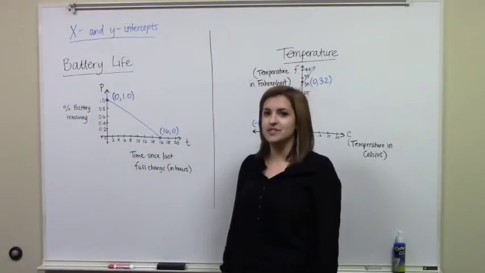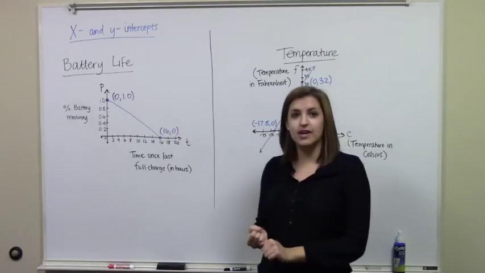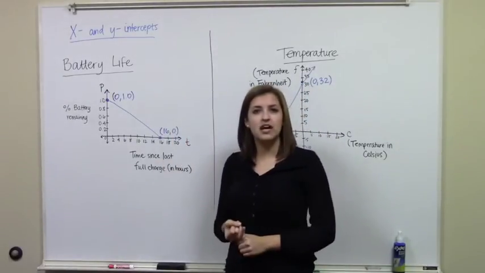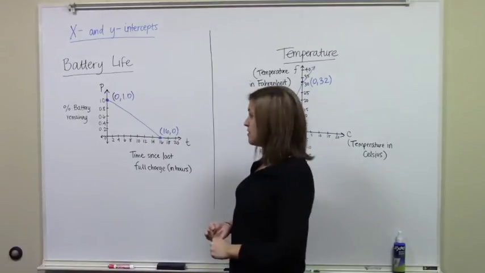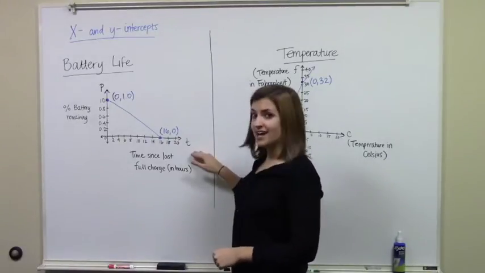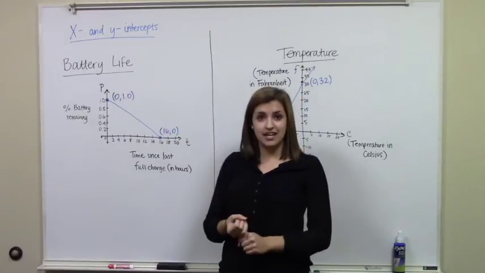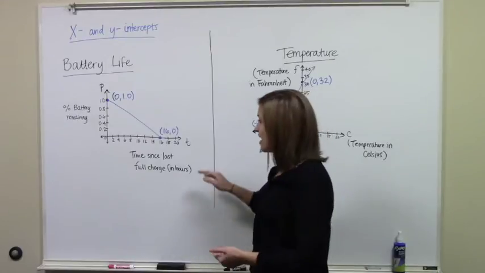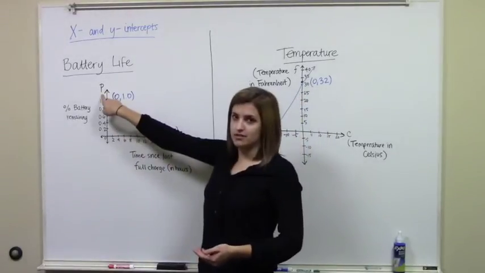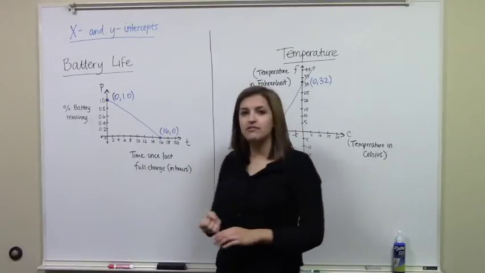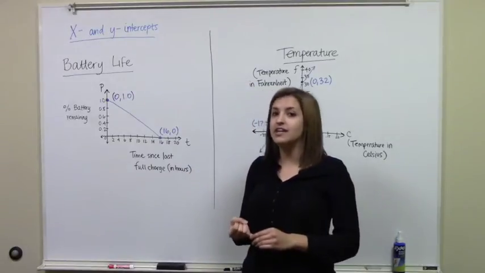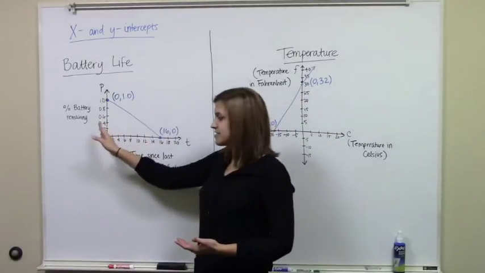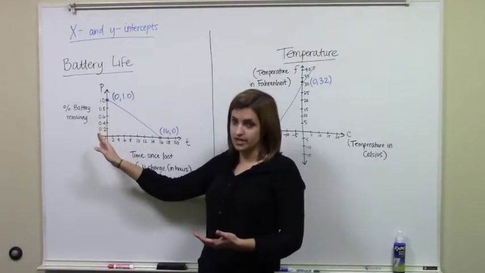All right, let's look at some examples here and try to determine what our x and y intercepts really mean. So in this first example, we're talking about battery life of a phone. So on our t-axis here, now we're not talking about x-axis anymore. We can have different variables that stand in for x and y. Here we have t and p. So on our t-axis, we have the time that's passed since the last full charge, and this is in hours. And on our p-axis, we have the percentage of battery remaining.